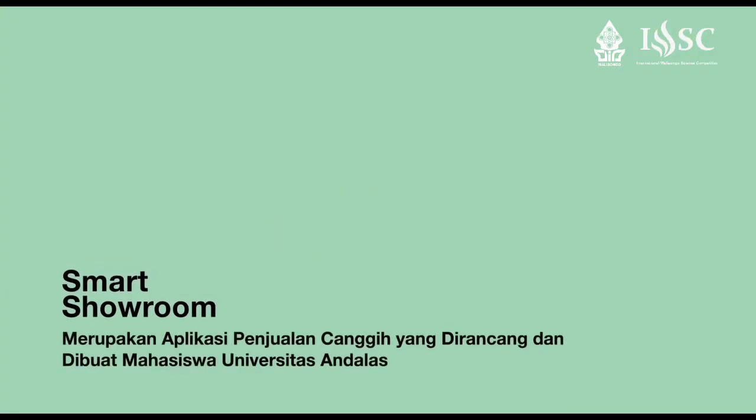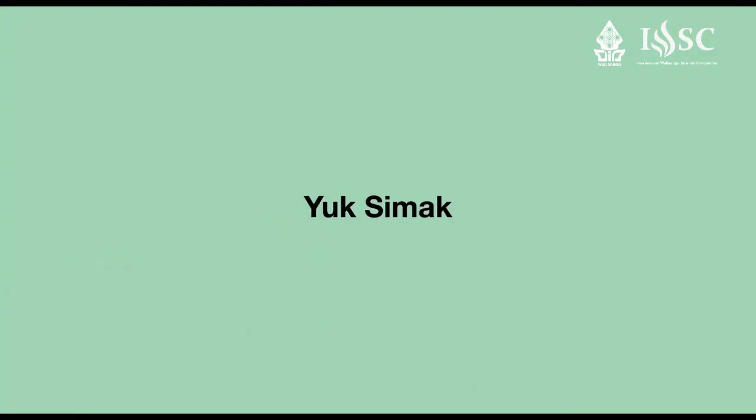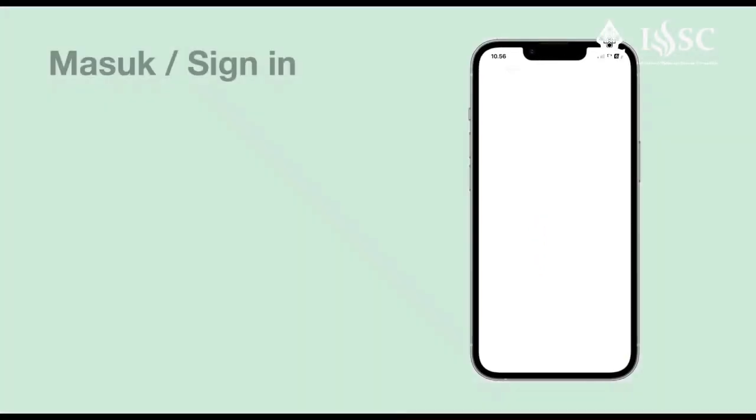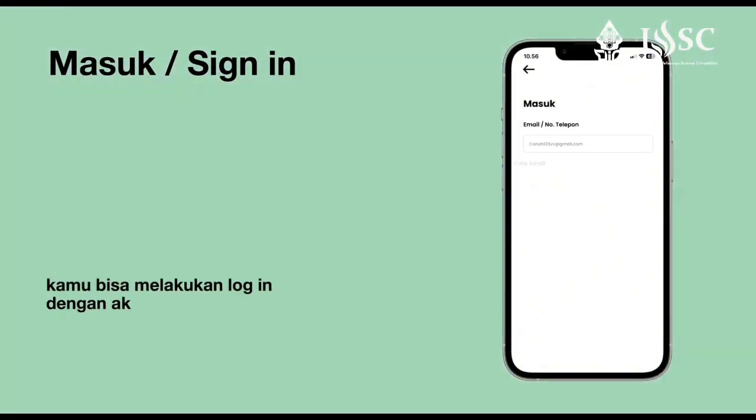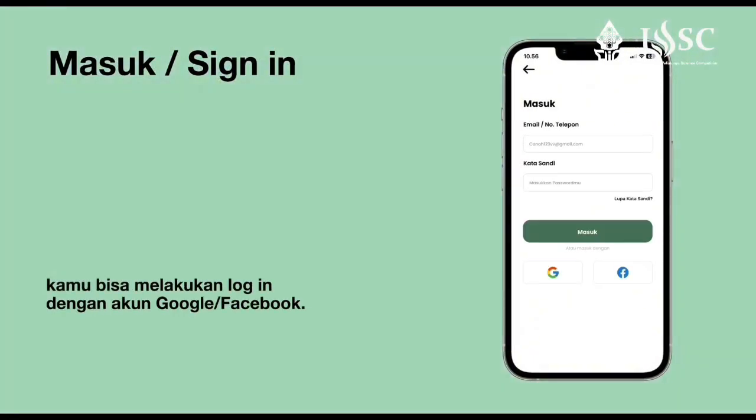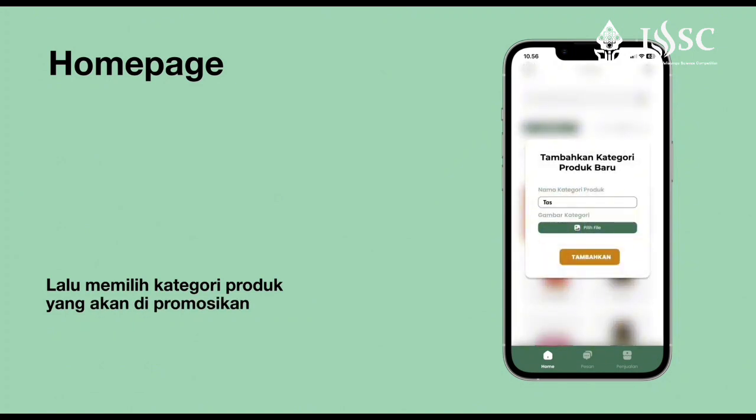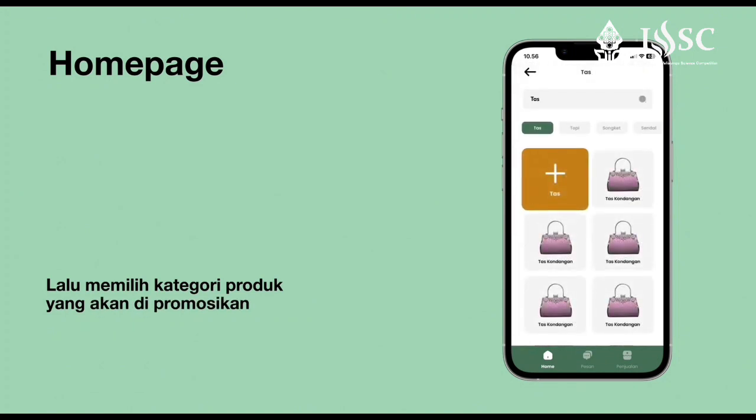Smart Showroom is an advanced sales application designed and created by students of Andalas University. The application is divided into two user types, sellers and buyers. Here are the interface and features for the seller application. First, the seller can log in or sign up. Then, the seller is directed to the homepage, where products are categorized.